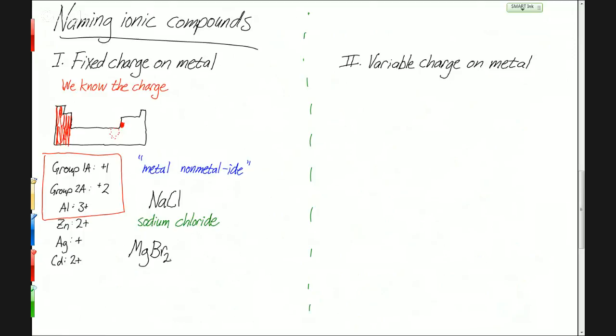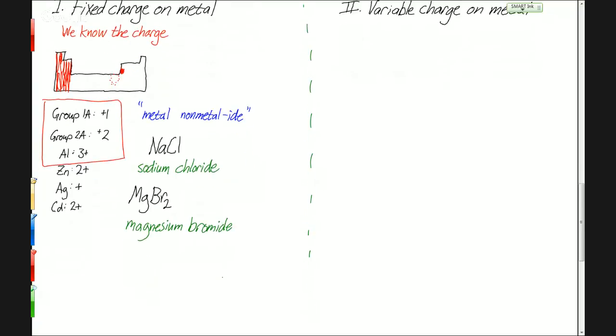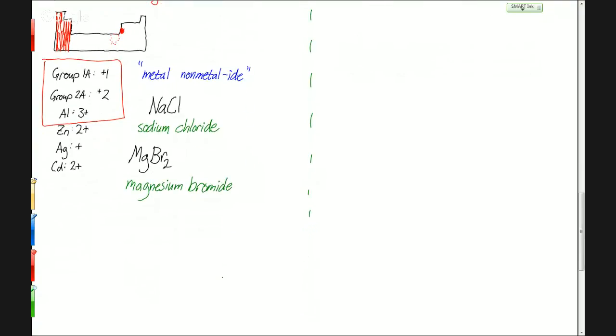Bromide? Yep, that's it. Magnesium bromide. Aluminum oxide.